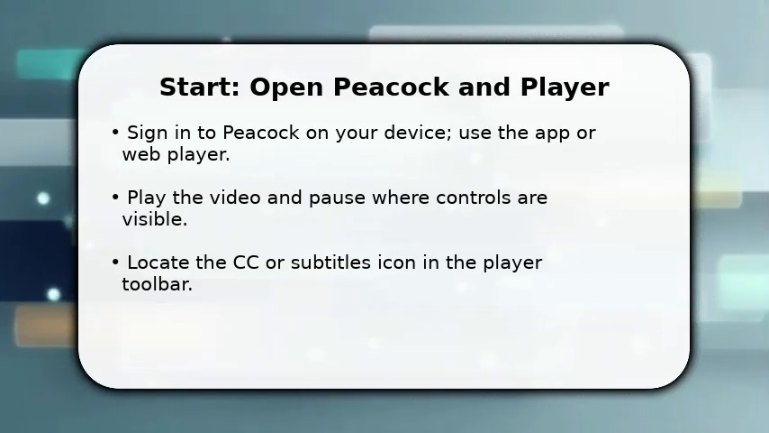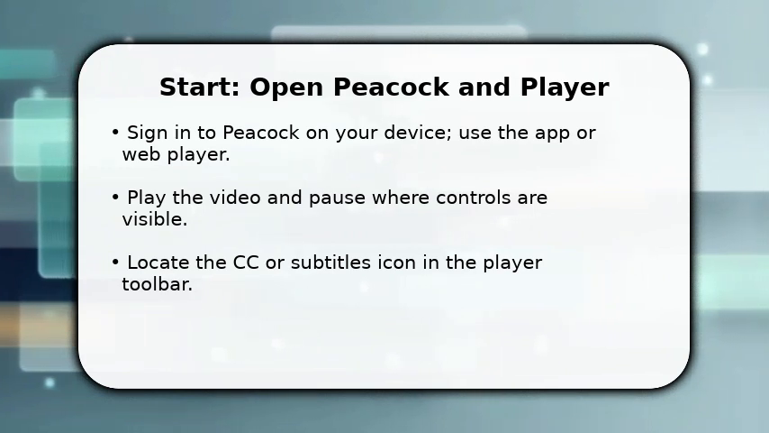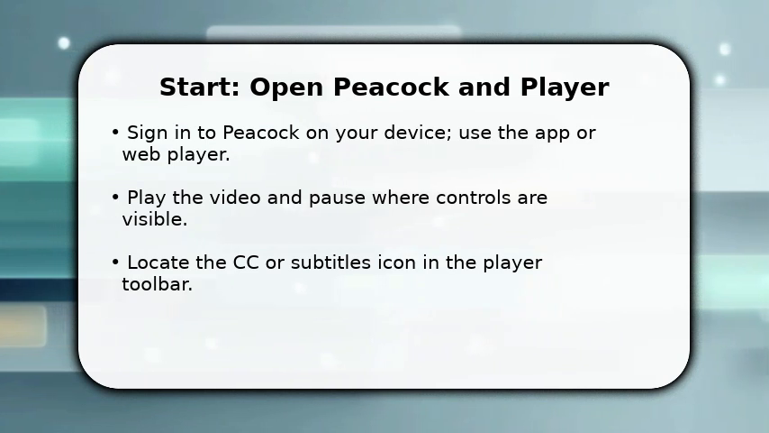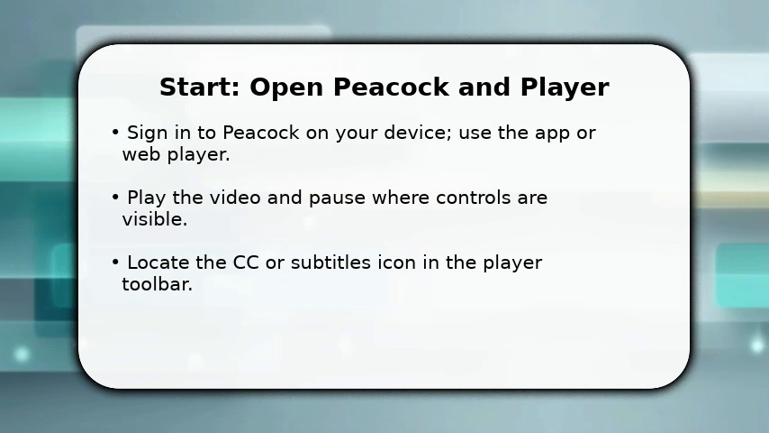You begin by opening Peacock and loading the title you want. This gives you access to the player controls. Once the video is playing, pause so the on-screen UI stays visible. Look for the CC, captions, or speech bubble icon because this is where subtitle toggles live. You do this now because different devices hide settings. Starting here avoids hunting later.